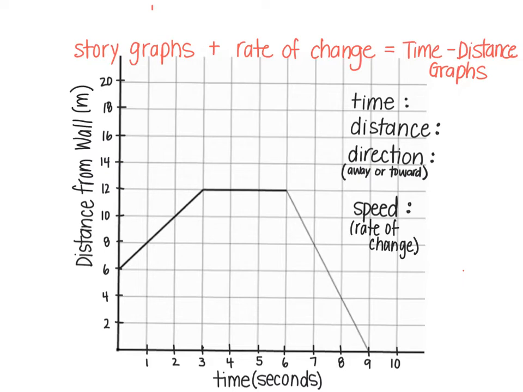What we're going to do today is add in the idea of rate of change so that we can be more specific about the functioning of this graph. The details we can talk about are going to be time, distance, direction for each one of the line segments, and the speed. In terms of direction, we already know from our previous work that it's going to be talking about whether we're moving away from the wall or towards the wall. And for speed, we can now deal with our rate of change to come out with what the speed would be.